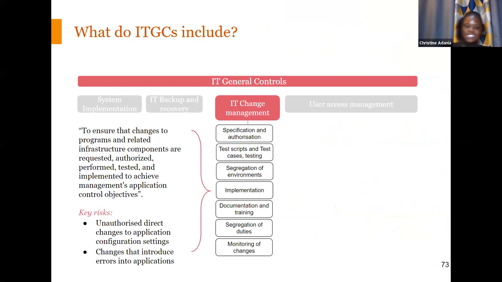Under change management, the key risks that are presented by changes to a system will be unauthorized direct changes to an application, or changes that introduce errors in the application. The breakdown of what change management is includes authorization, testing, segregation of environments, implementation of the change, and documentation and training to ensure that the users know how to make use of the system after the change has been implemented. There is segregation of duties during the change implementation to see that whoever requested the change is not the one testing it, developing it, or running it on the production environment. Then you have the monitoring of the changes on a periodic basis to ensure that only approved changes are being made to the system.